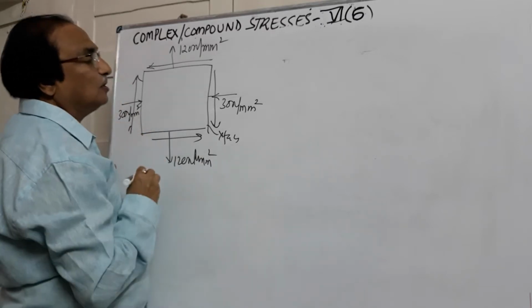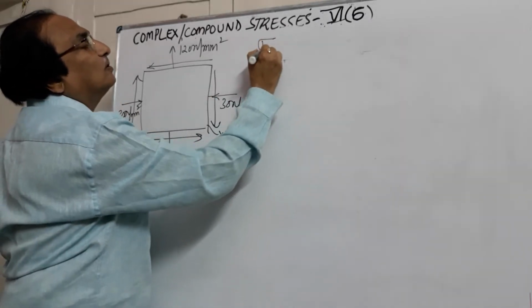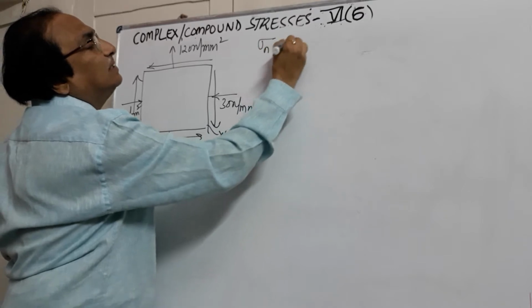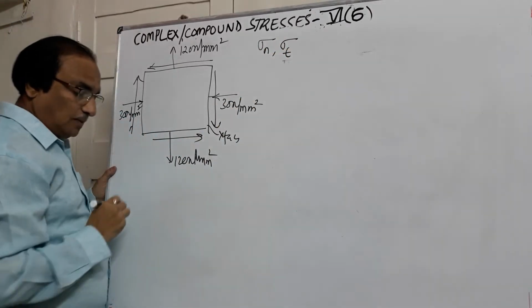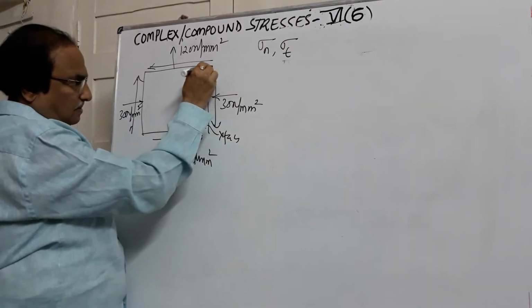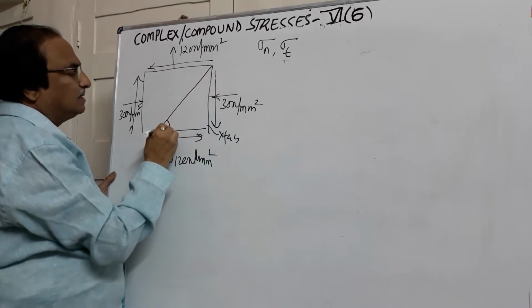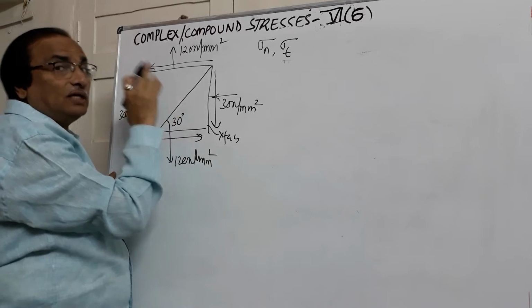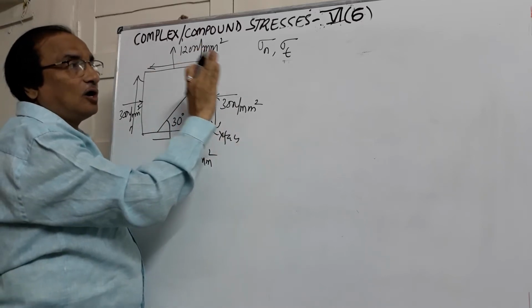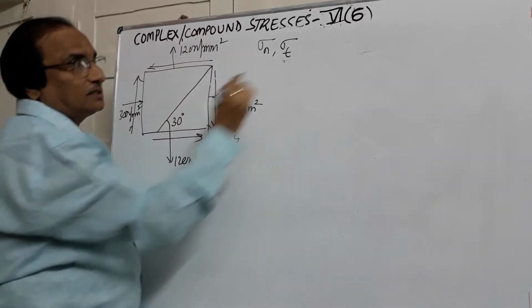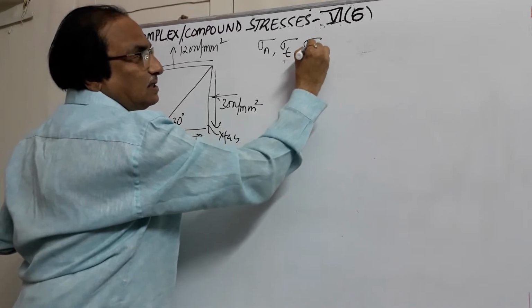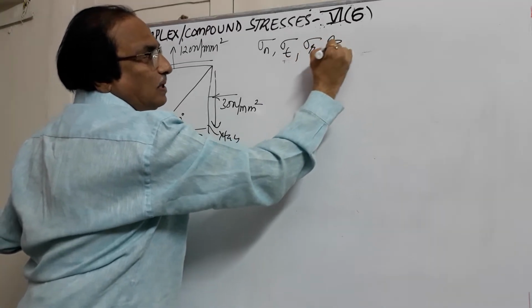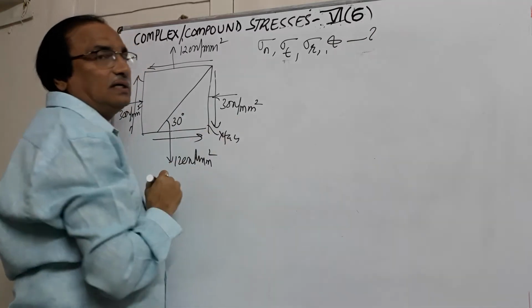Now, in this problem, you are required to find out normal stress and tangential stress on a plane shown in the figure. So this is a plane. This is making an angle of 30 degrees. So on this given plane, you will have to find out normal stress and tangential stress. Also, you can find out the resultant stress and the obliquity. These all things you can determine.